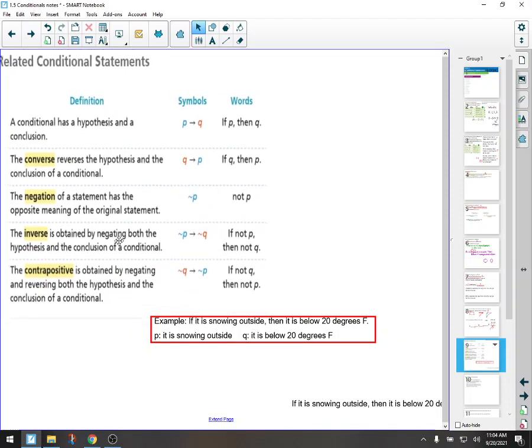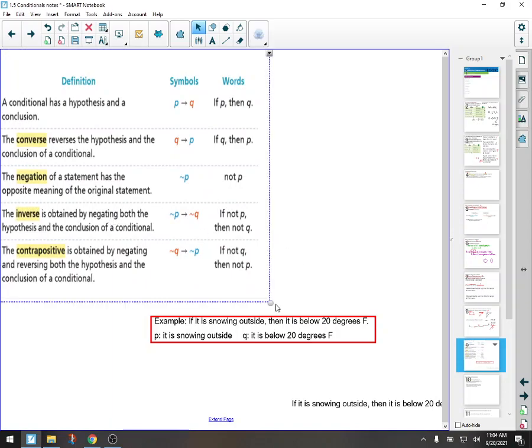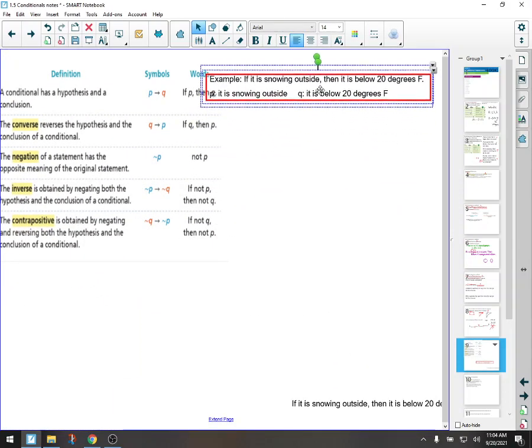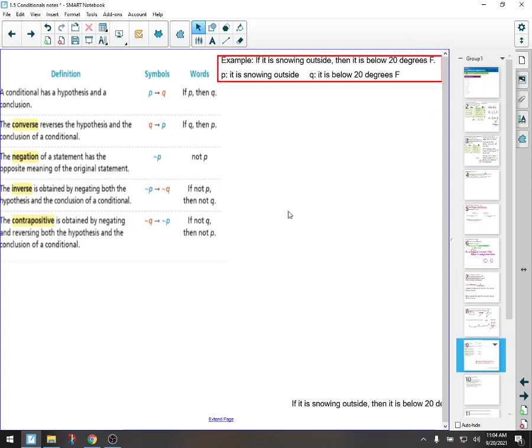So we're going to evaluate an example with all these things. Example: if it's snowing outside, then it's below 20 degrees Fahrenheit. So P, it is snowing outside. Q, it is below 20 degrees Fahrenheit. That's our setup, that's our punchline. That's our hypothesis and conclusion.